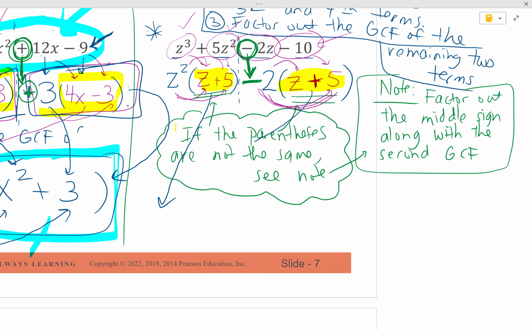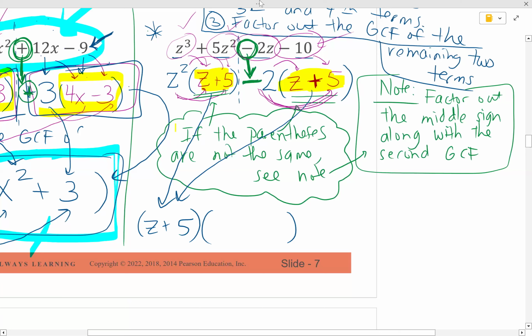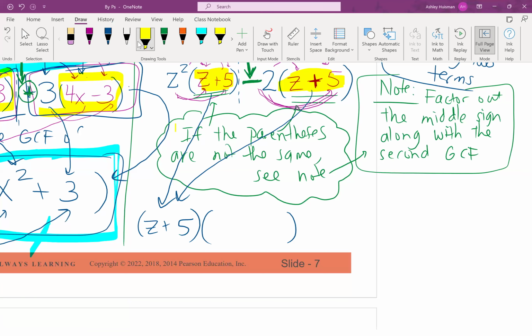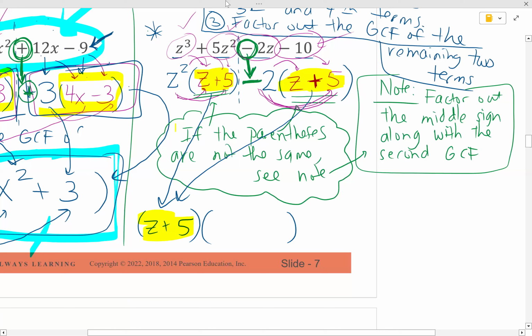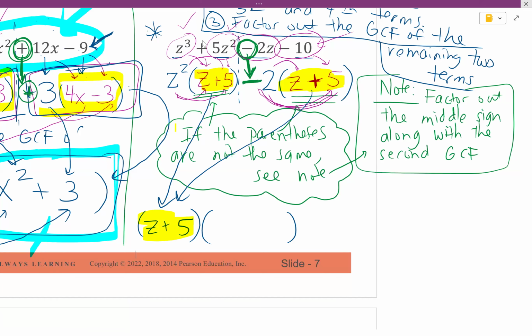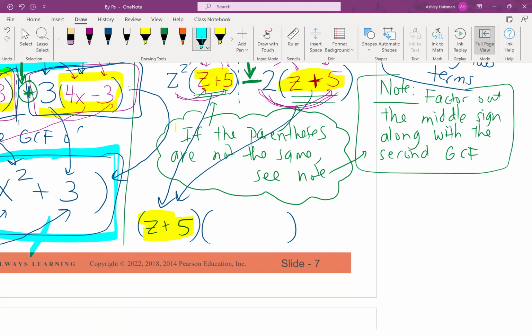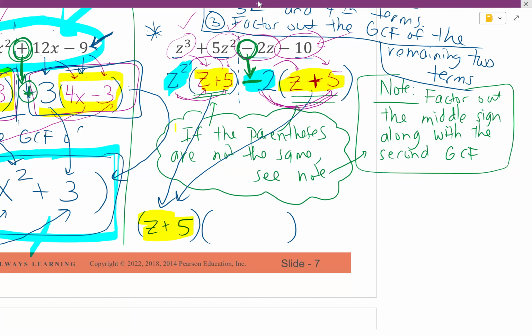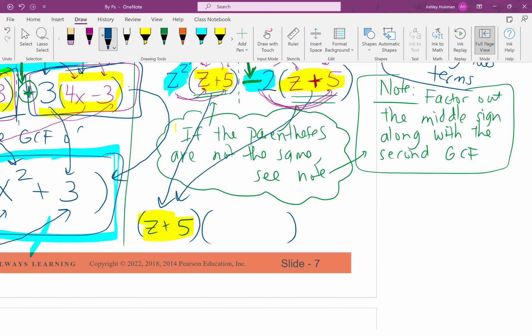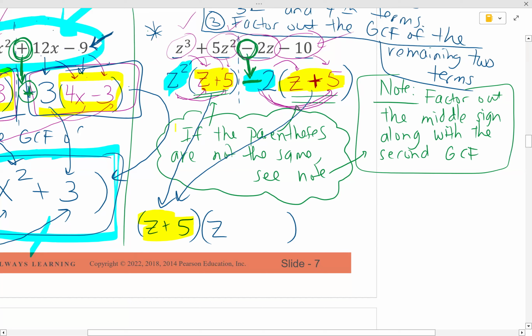Now I can factor out that parentheses they have in common, z plus 5, and then the leftovers go in the other parentheses. Z plus 5 is taken out of both of them. Then who's left over from the first parentheses? Z squared, and then from the second parentheses, the minus 2. So I'm going to put those in their own little special parentheses over here. Boom. And that's it.